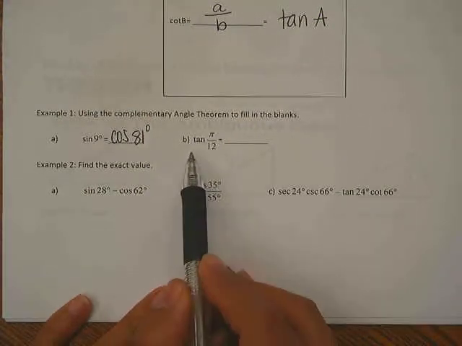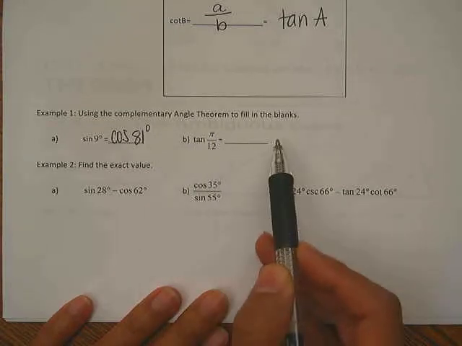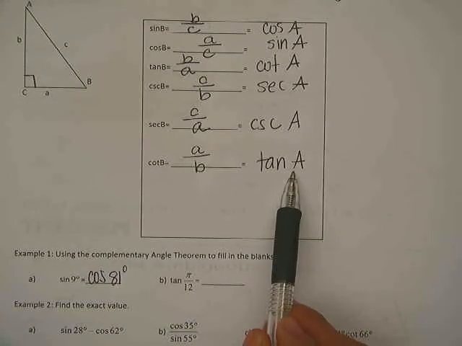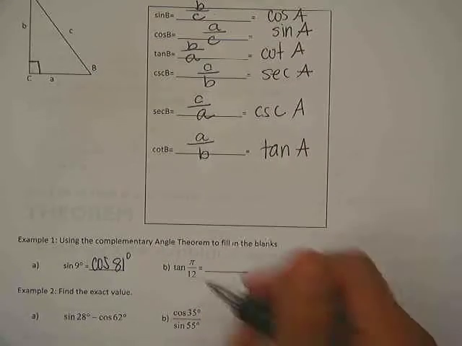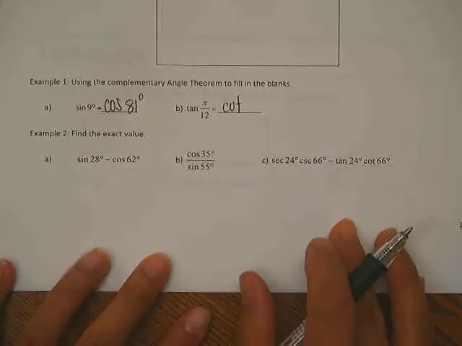All right, so we're going to write part B, tangent of pi over 12 equal to what? We're going to go back to our tangent. So tangent of some angle A equals cotangent of its complementary. So I know I'm going to be using cotangent. The question is, what angle?